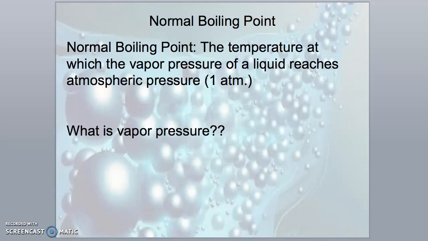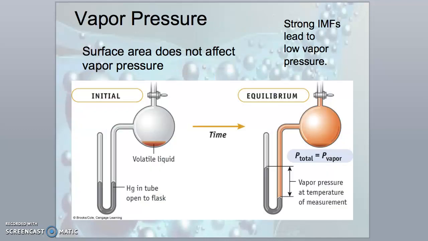So we've got this definition of a normal boiling point, but what makes it confusing is the words vapor pressure in there. So, what is vapor pressure? The liquid reaches atmospheric pressure. So let's talk about vapor pressure.